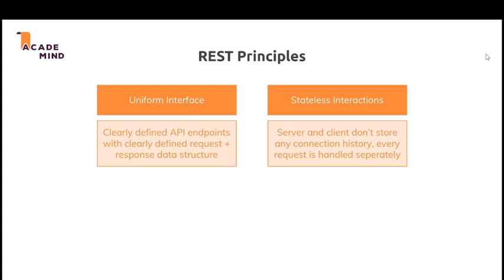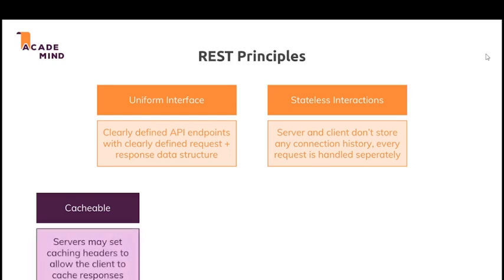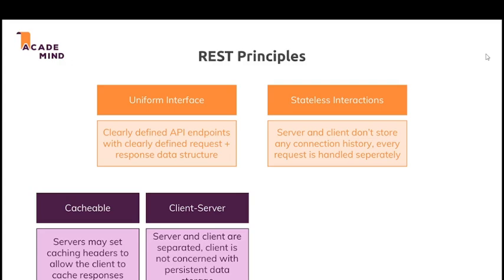Now, other principles which are less important or which you don't really need to learn by heart is the cacheable principle, which means on your REST API, you could send back some headers that tell the client how long the response is valid so that the client may cache the response. Client-server separation is mentioned again. Here it's more thinking about the data storage. Client and server are decoupled, as I said, and the client should not worry about persistent data storage. Therefore, the server will be responsible for this.